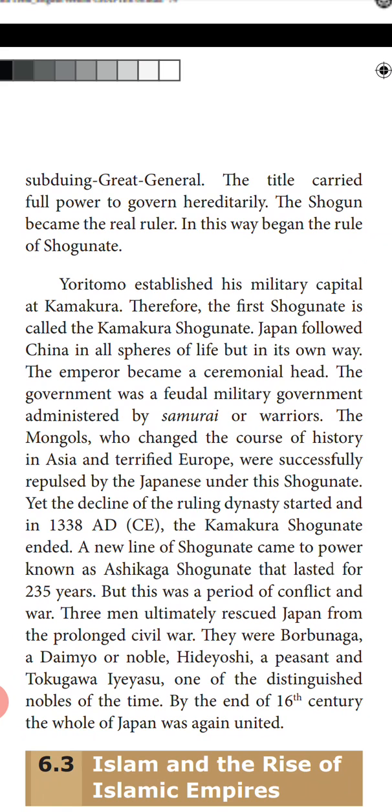Oda Nobunaga, a daimyo or a nobleman. Next is Hideyoshi, who was a peasant. And Tokugawa Ieyasu, one of the distinguished nobles of the time. By the end of the 16th century, the whole of Japan was again united. Okay, children, till now it was under the control of the ruling class families and monarchy.